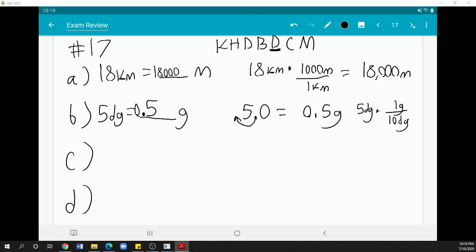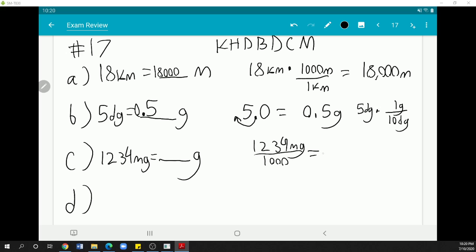Now convert 1,234 milligrams to grams. I'm going to do it straight the multiplication way. So here, milli is a little bit far away, 3 steps, or it takes 10, 100, 1,000 milligrams to make 1 gram. So 1,234 milligrams divided by 1,000 equals 1.234 grams. So let's write that down, 1.234 grams.